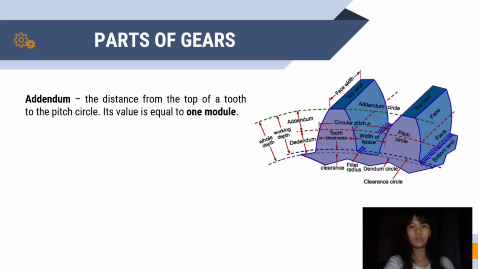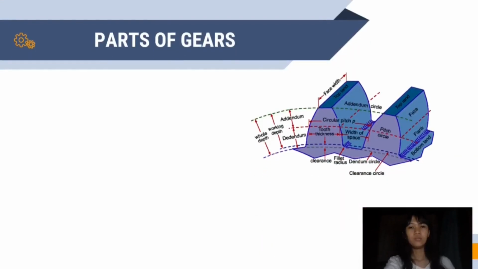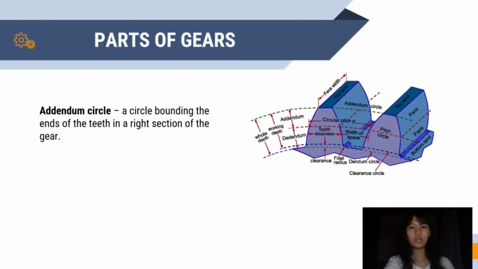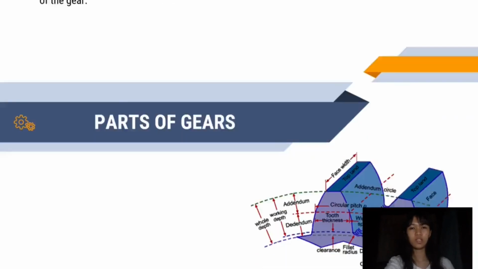Its value is equal to 1 module, while the dedendum is the distance from the pitch circle to the bottom of the tooth space, or root circle. It is bigger than the addendum and is equal to the addendum plus the working clearance. Addendum circle is a circle bounding the ends of the teeth in a right section of the gear. The dedendum circle is the circle bounding the spaces between the teeth in a right section of the gear.